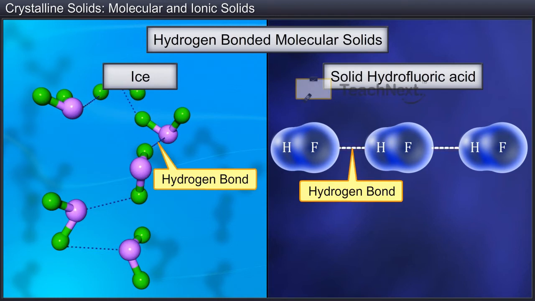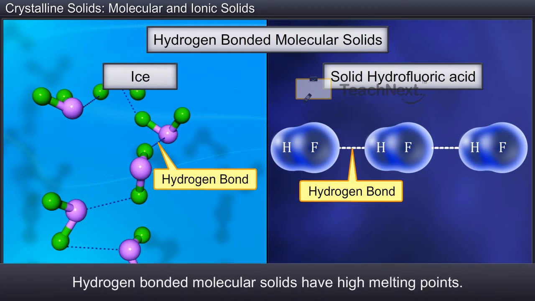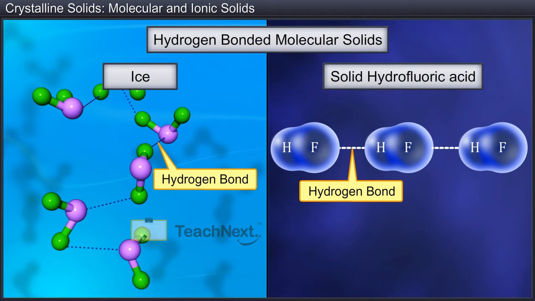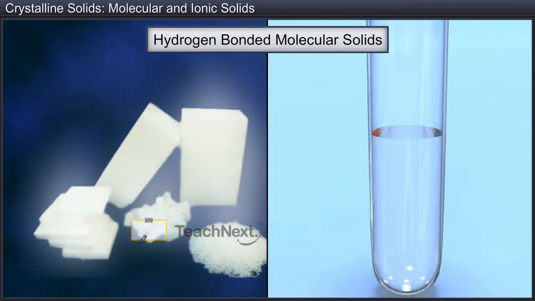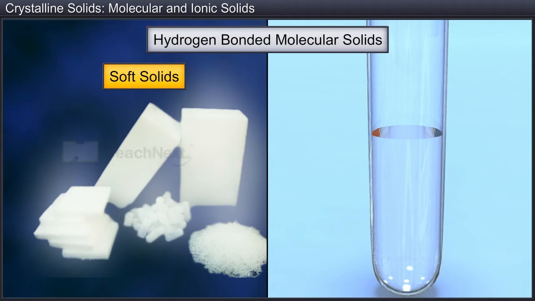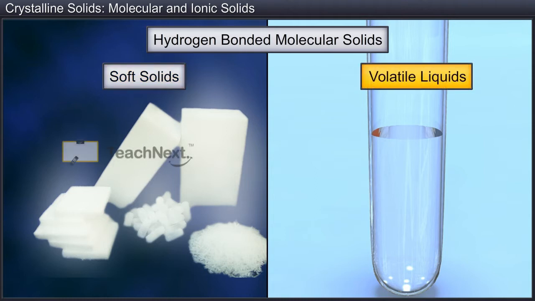As a consequence, these solids have high melting points among the three types of molecular solids. Like the other two types of molecular solids, these solids are also non-conductors of electricity. At room temperature and normal atmospheric pressure, these are either soft solids or highly volatile liquids.